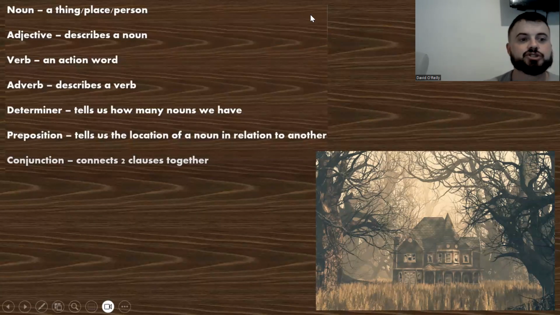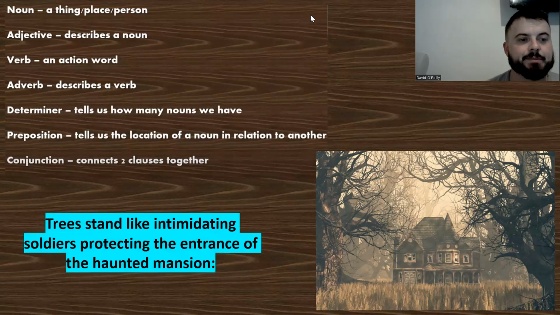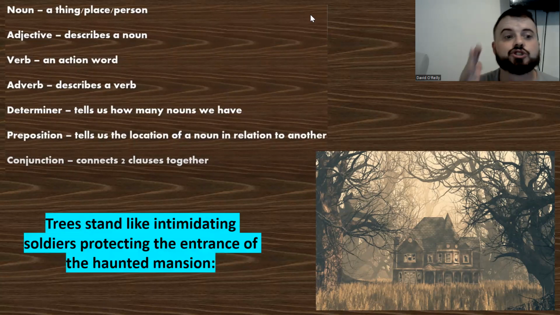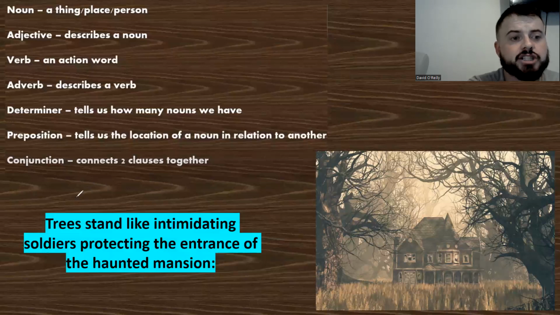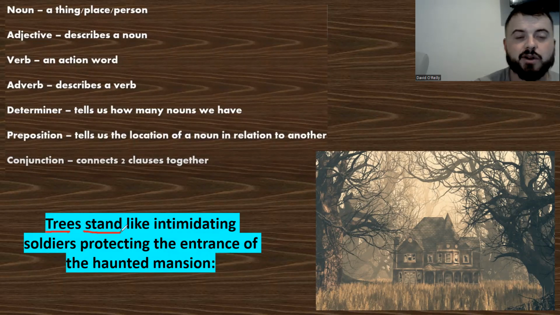So this sentence says, trees stand like intimidating soldiers protecting the entrance of the haunted mansion. Okay, trees stand like intimidating soldiers protecting the entrance of the haunted mansion. So think about the noun and the verb that I chose to use. I chose to talk about the trees and I chose to talk about them standing. Now, there are other verbs and nouns in that sentence, but they were the two that I thought of at first. They were the two that started my brain.